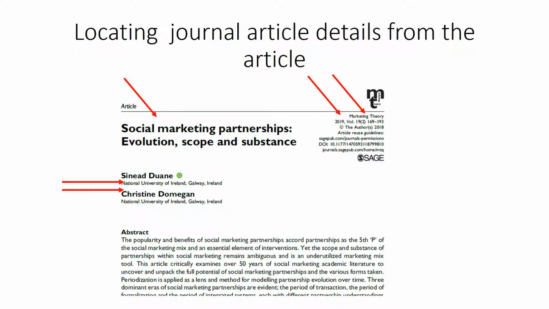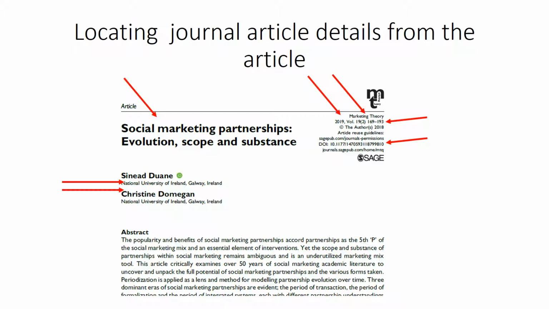Now I can look carefully to find the journal title. And finally, I have the volume number, which is 19. In parentheses is the issue number, and then I have the page numbers. 169 is the first page and 193 is the last.